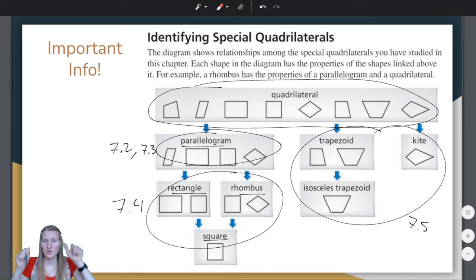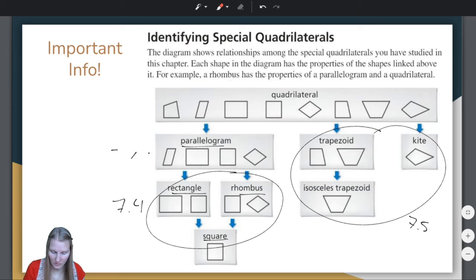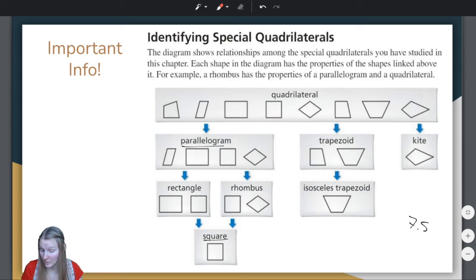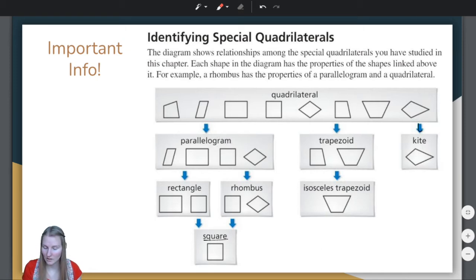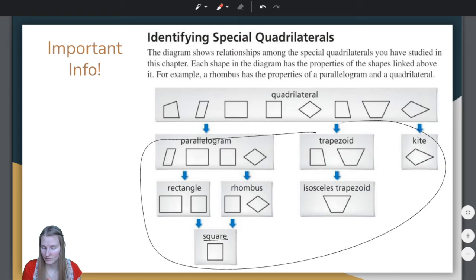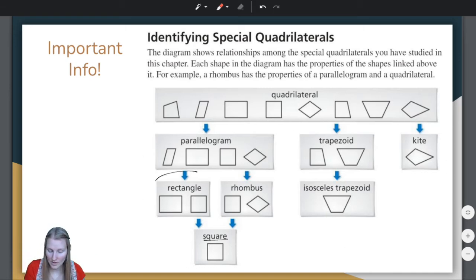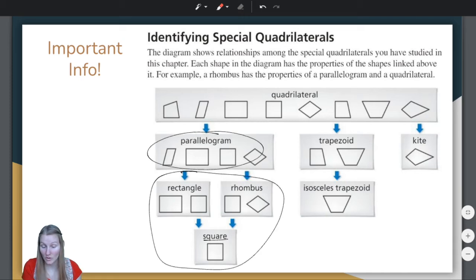Now, there's kind of a flow chart going on here. So, I'm going to erase what I just wrote. If you like that information, you can go back and pause it. So, all of these things below the blue arrows are quadrilaterals. Parallelograms, trapezoids, kites, all of this are quadrilaterals. Now, everything under these arrows are parallelograms. They're quadrilaterals, but they're also parallelograms.